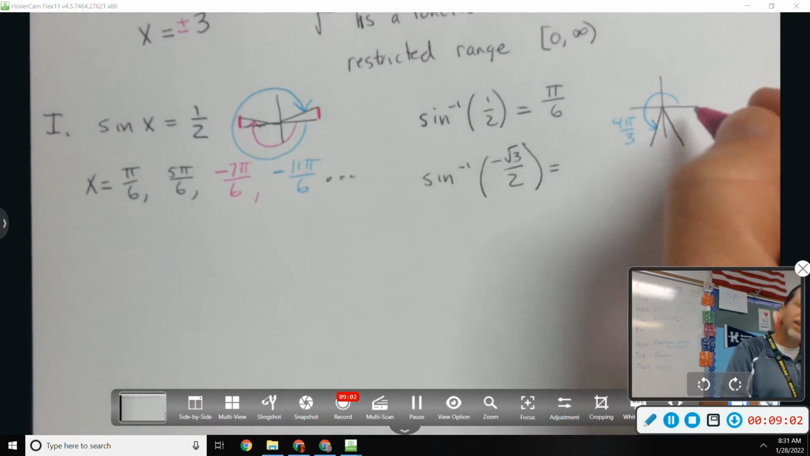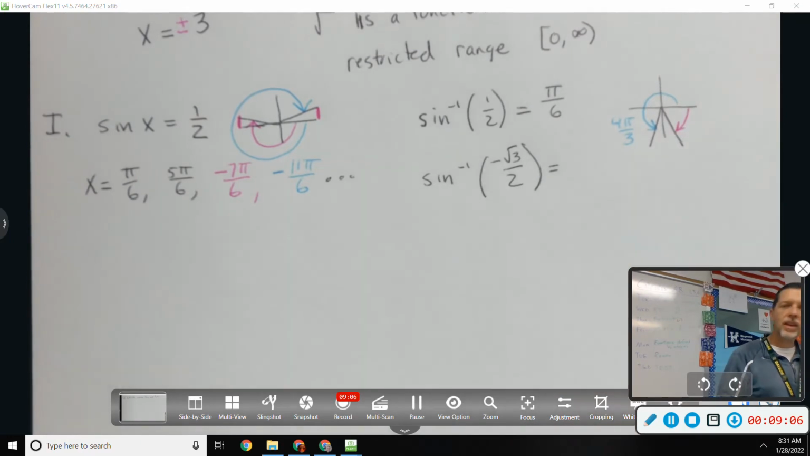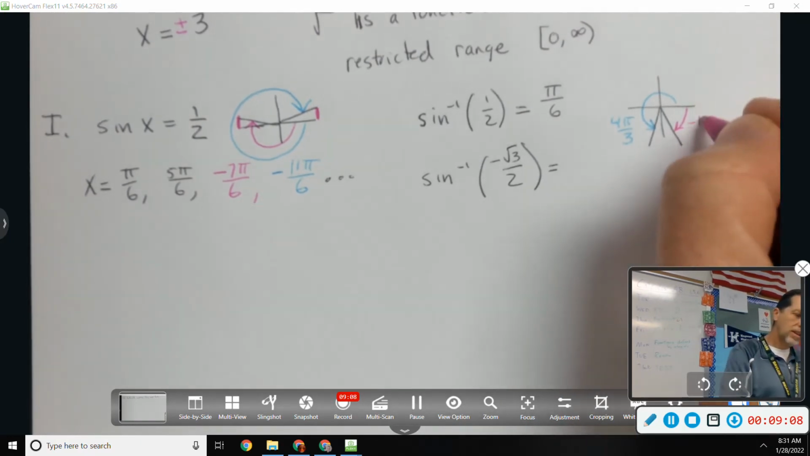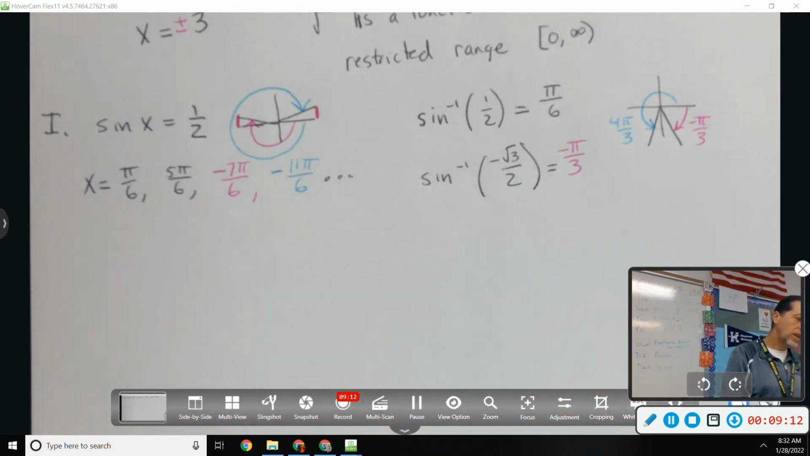How about the quickest, easiest way to get there would be this one? Negative pi over 3. And that's the one that they chose. You always take the quickest, easiest, shortest route to get your answer, whether it's sine, cosine, or tangent.